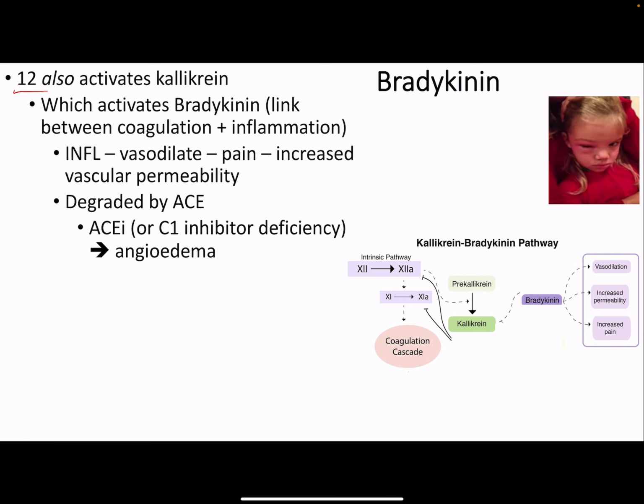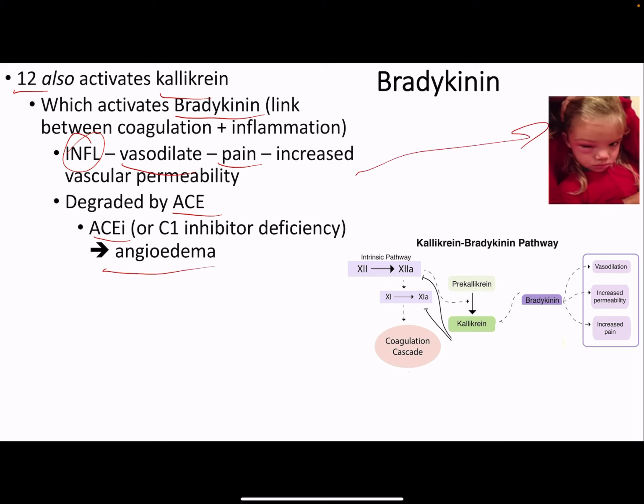Additionally, 12 also activates kallikrein. Kallikrein will activate bradykinin. This is kind of the link between coagulation and inflammation. So this is going to mediate vasodilation and pain and increase vascular permeability, just hallmarks of inflammation. Bradykinin is degraded by angiotensin converting enzyme. So if you have angiotensin converting enzyme inhibitors, this can cause excessive vasodilation. Specifically, this can cause something called angioedema.